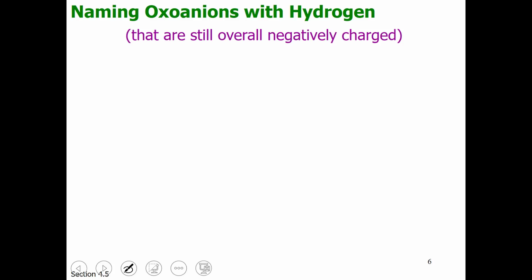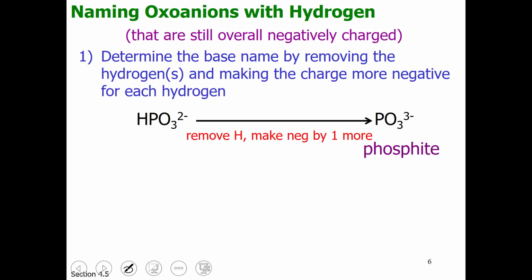Now, what about oxoanions that have hydrogen but are still overall negatively charged? For example, HPO3 2-. All right, it's easiest to do these problems by removing the H and making the charge negative by 1 more. So you notice we've gone from HPO3 2- to just PO3, and now the charge is 3- because I have made the charge more negative. Now I can effectively name that material as phosphite.